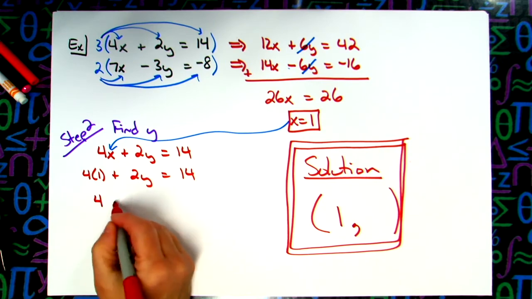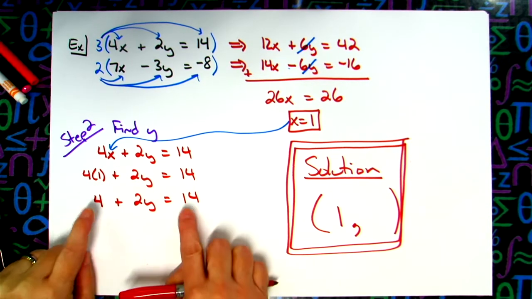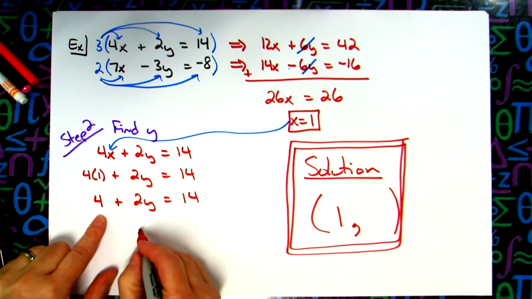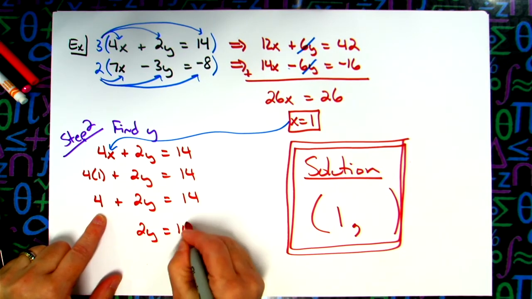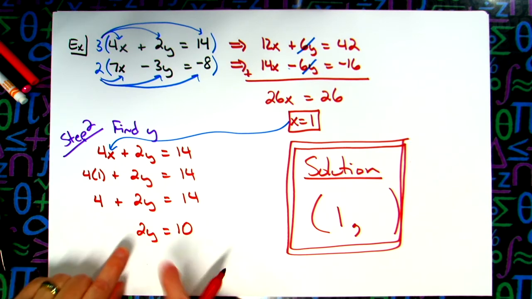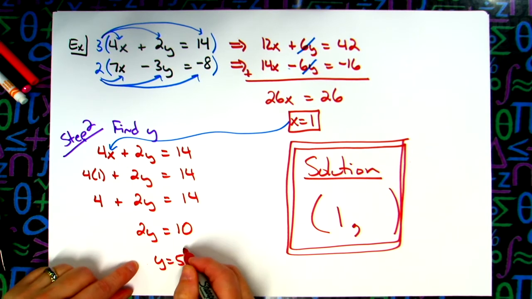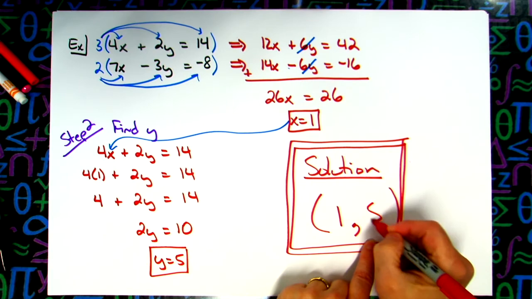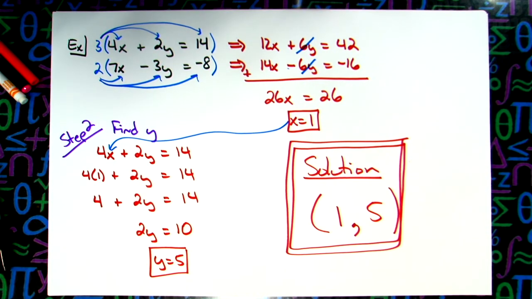What that gets me down to is a 2-step equation. Can I subtract 4 from both sides and do that in my head without showing that line? Then I'd have 2y equals 14 minus 4, which gives me 10. Divide both sides by 2, and y is going to give me 5. So now I know my y value, so I can put it in my answer, because this is the answer, the ordered pair at which they cross.